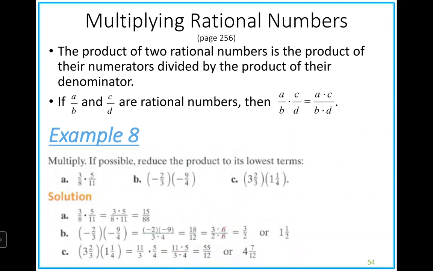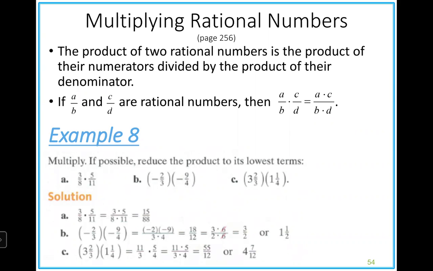But in this first one, 3 times 5 is 15, 8 times 11 is 88. In the second one, it's negative 2 over 3 times negative 9 over 4. So it's two fractions, but they are negative. You notice they put the negative sign on the numerator when they expand it. So negative 2 times negative 9 over 3 times 4. Negative times negative gives you a positive 18. 3 times 4 is 12. And that 18 over 12 could be simplified to 3 over 2 or 1.5.